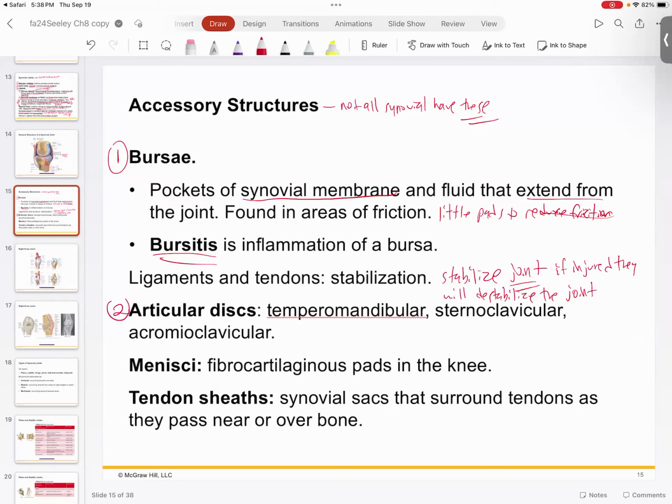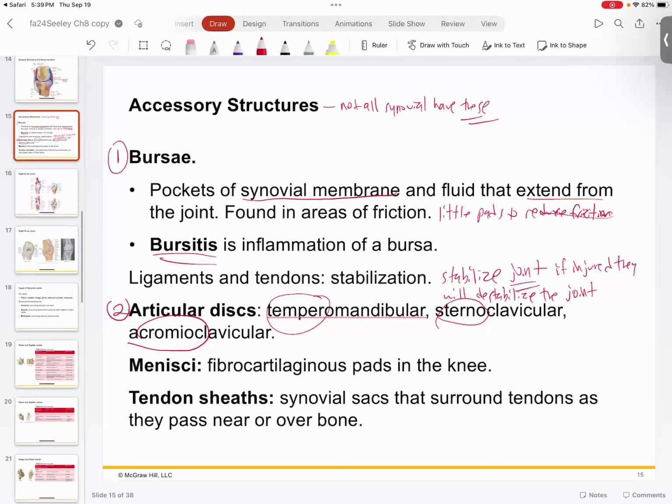The other thing you also have is articular discs. In different types of joints, you'll find them. You'll find them in the temporomandibular joint. This is the joint that connects the temporal bone to the mandible. Sternoclavicular is basically the connection between your sternum and your clavicle, where your clavicle meets the sternum. And then your acromioclavicular is the acromial end of the clavicle. So there's articular discs in there that will basically help to connect those together.